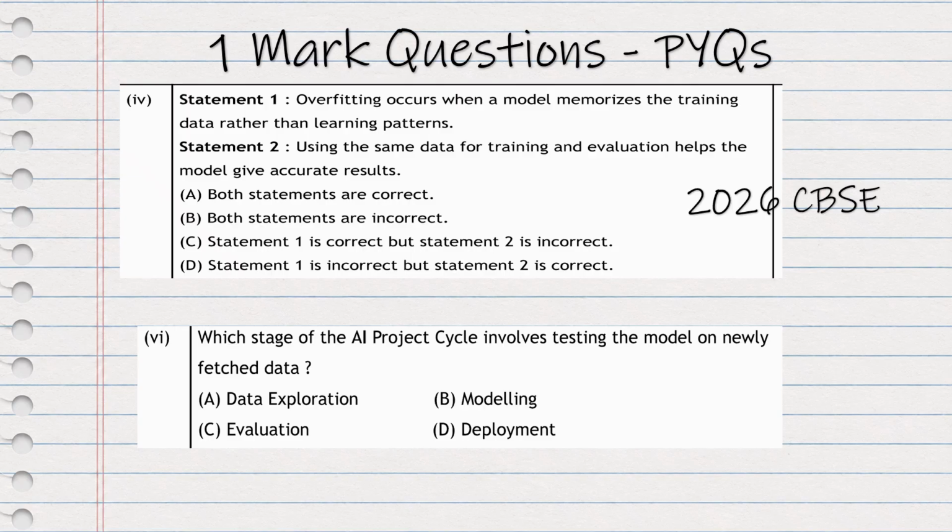स्टेटमेंट 2 इज यूजिंग द सेम डेटा फॉर ट्रेनिंग एंड इवैल्यूएशन हेल्प द मॉडल टू गिव एक्यूरेट रिजल्ट. बिल्कुल भी नहीं, हमें ट्रेनिंग और टेस्टिंग का डेटा जो है वो और इवैल्यूएशन का अलग रखना चाहिए. तो स्टेटमेंट 1 is correct and statement 2 is incorrect. Second question says which stage of AI project cycle involves testing the model on newly fetched data. So this is evaluation. In the evaluation we test the models.